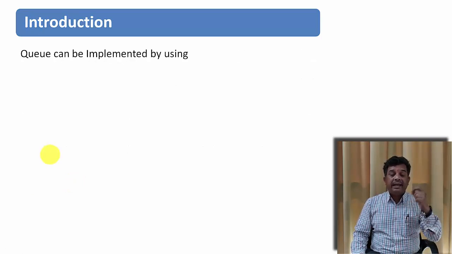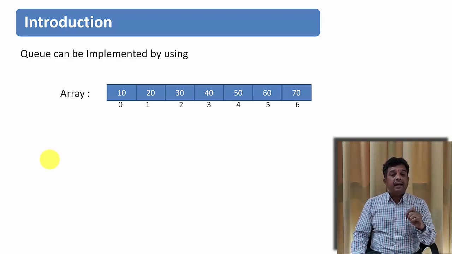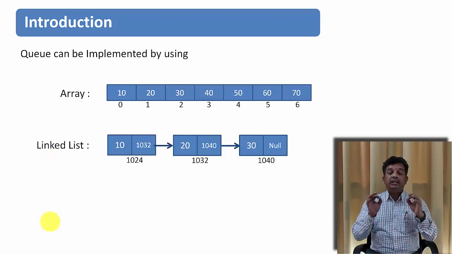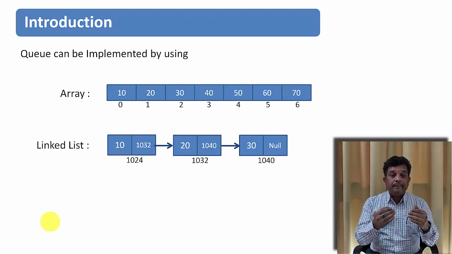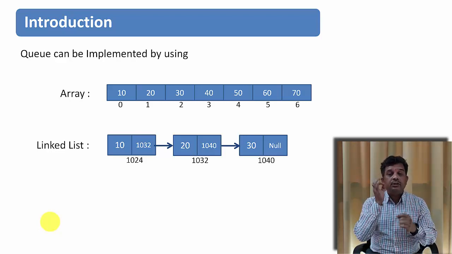We know that we can implement a queue using an array as well as a linked list. So in this video, we are going to see how to implement a circular queue using an array.